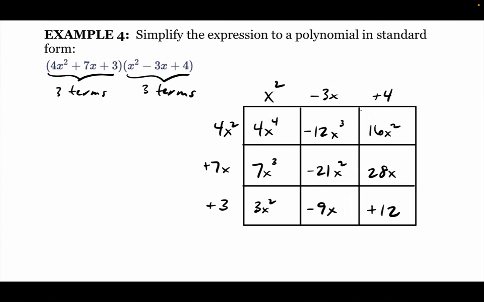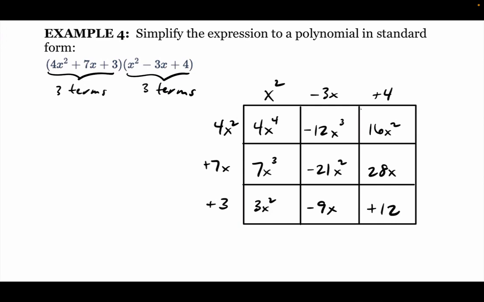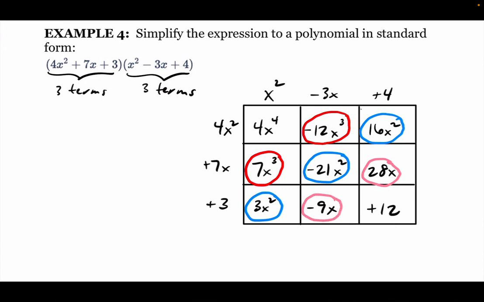Okay. Combine any like terms. So I'm going to circle the ones that have like terms. Well, this guy here and this guy here have x to the 3rd, so I circled them. These 3 have x squareds, so I circled them. These 2 have x's, so I circled them. The only ones I didn't circle were 4x to the 4th because there's no other x to the 4ths, and positive 12 because there's no other constants.